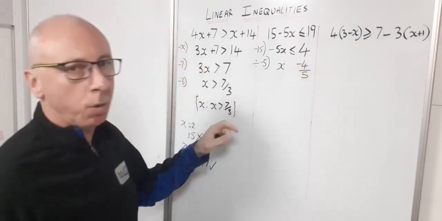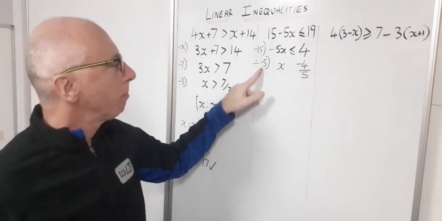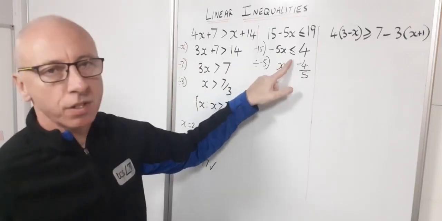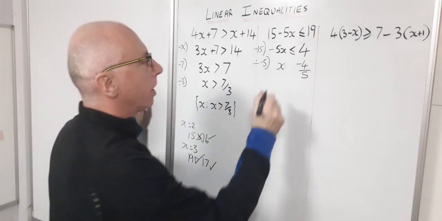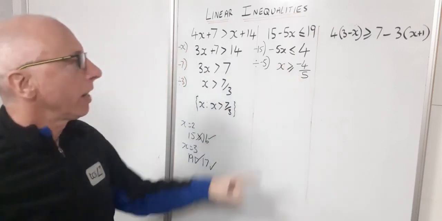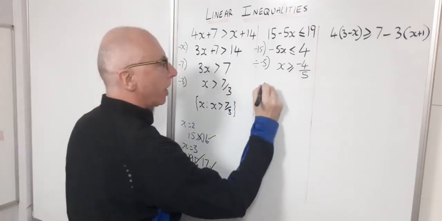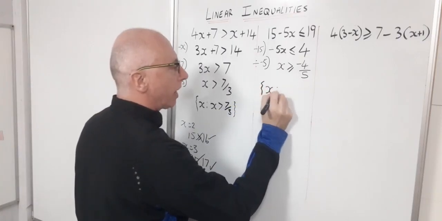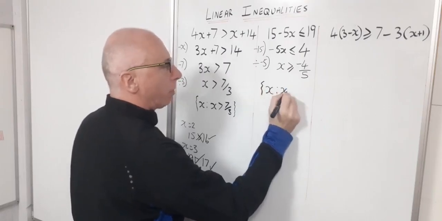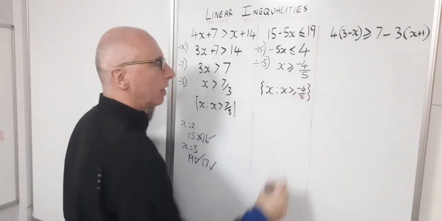But here comes an inequality rule here. When we divide by or multiply a minus value, we have to change the sign of the inequality. So now we've got to put the sign this way. So now x is greater than minus 4 over 5. So in set notation, our result is x is greater than minus 4 over 5.